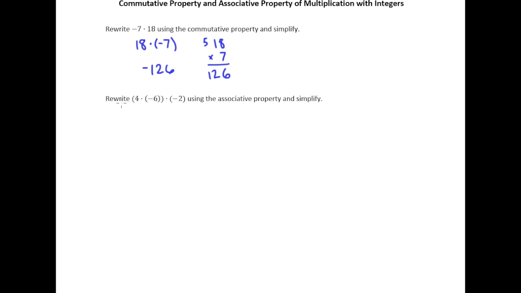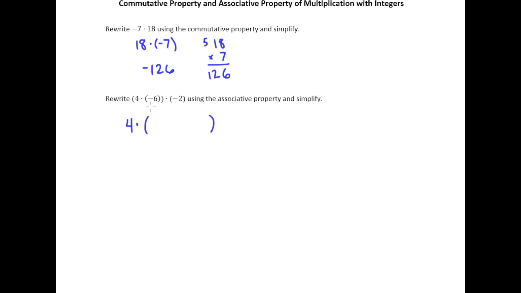The next one asks us to rewrite 4 times negative 6 in parentheses times negative 2 using the associative property and simplify. So remember, the associative property just says that you can group things differently. You can choose which two numbers to multiply first, and it doesn't really matter. So to rewrite this using the associative property, we're going to put our large set of parentheses around the second two numbers, and we'll multiply by the first number after we're done with that.